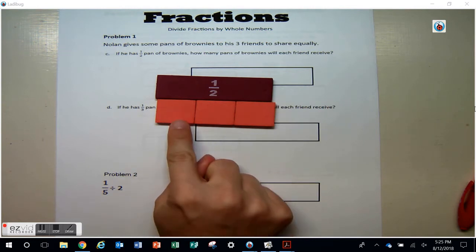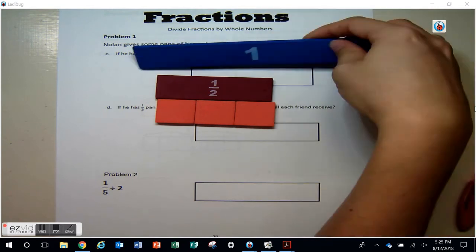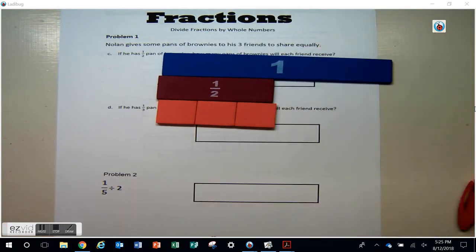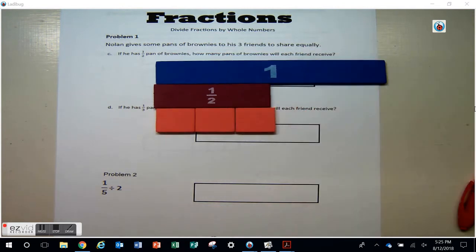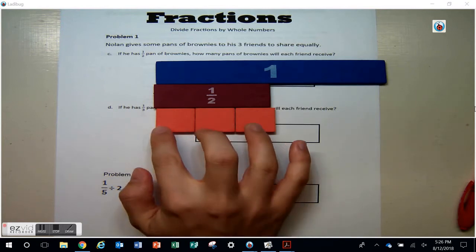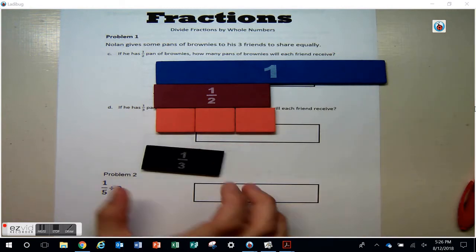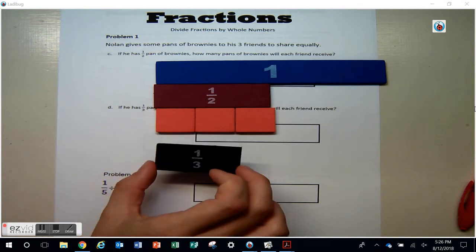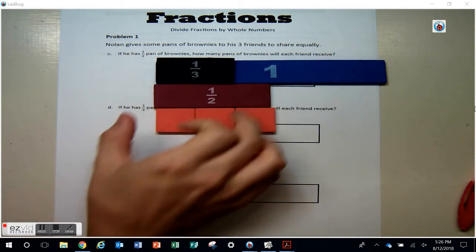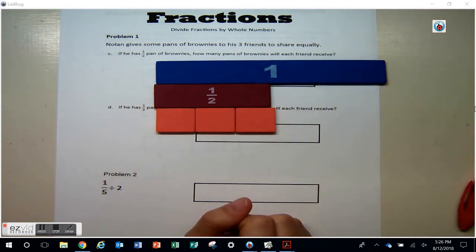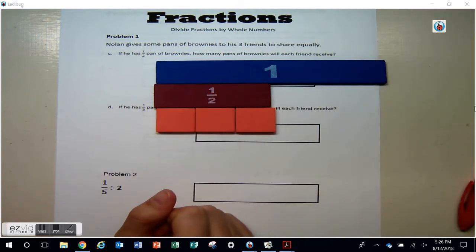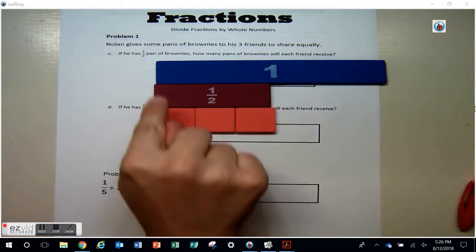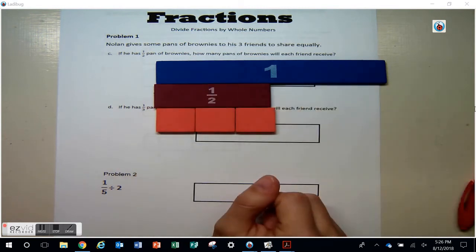But how much of a whole pan is each friend going to get? How much of a whole pan will each friend receive? Well, some of you might say, oh, they're getting 1/3. But obviously that piece is not the same size as 1/3. So 1/3 of that pan is not the correct answer. They're getting 1/3 of the 1/2, absolutely. But how much of the pan, the whole pan, are they getting?